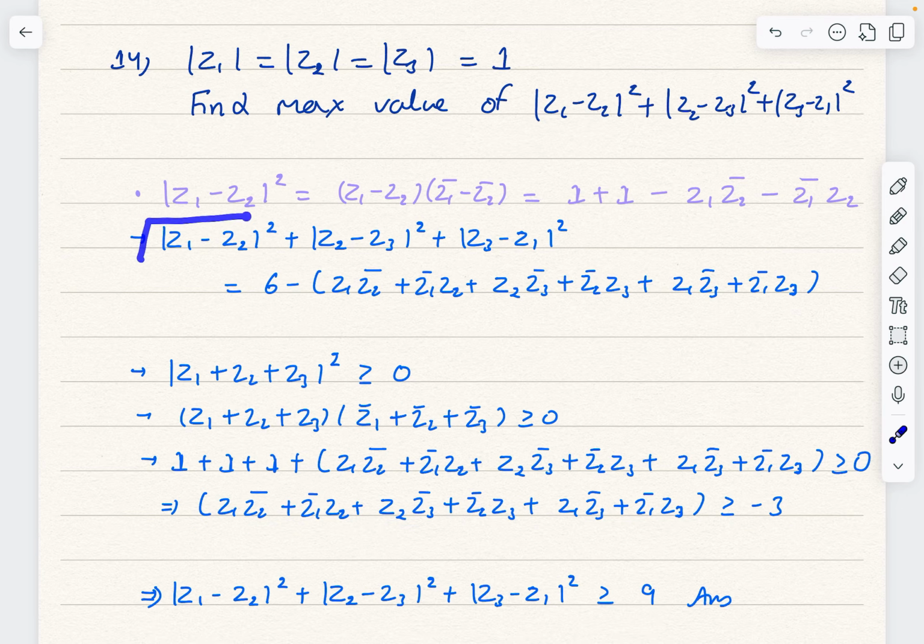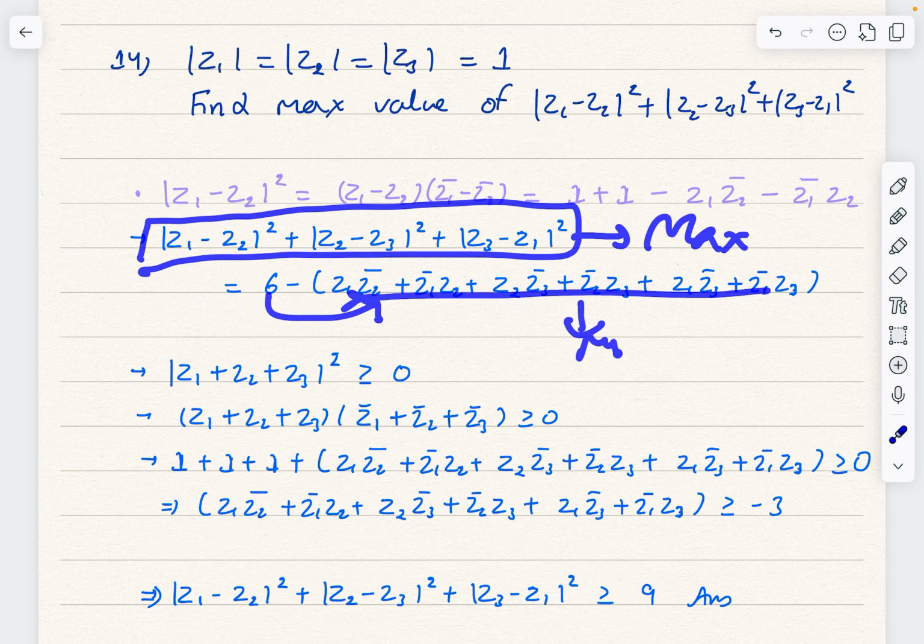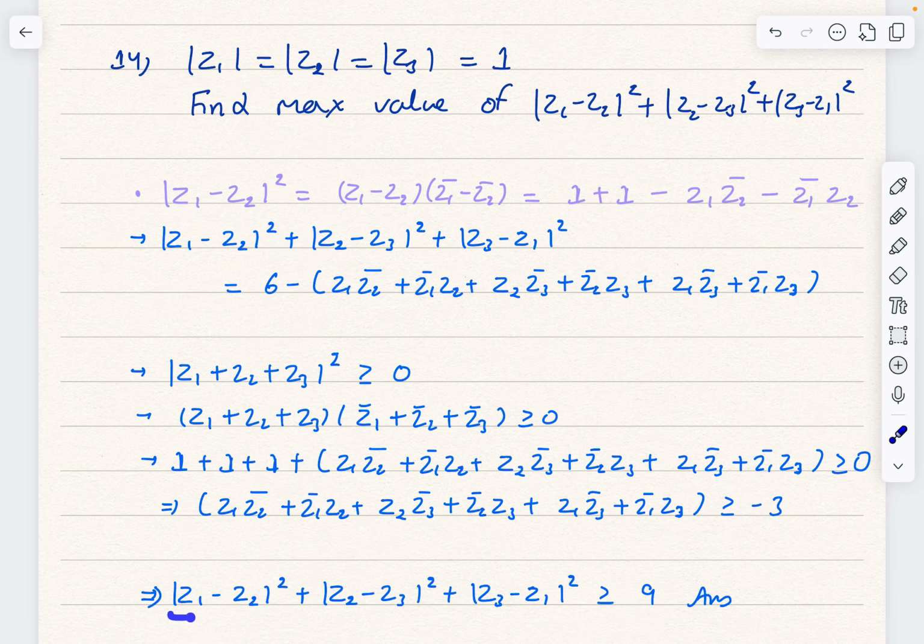Now, you want the maximum value of this. This is 6 minus something. So you can say this will be maximum when this negative term is minimum. And the minimum value of this thing is −3. When you put −3 there, you get 6 + 3, 9. So the maximum value of this thing will be 9. It is less than or equal to 9.